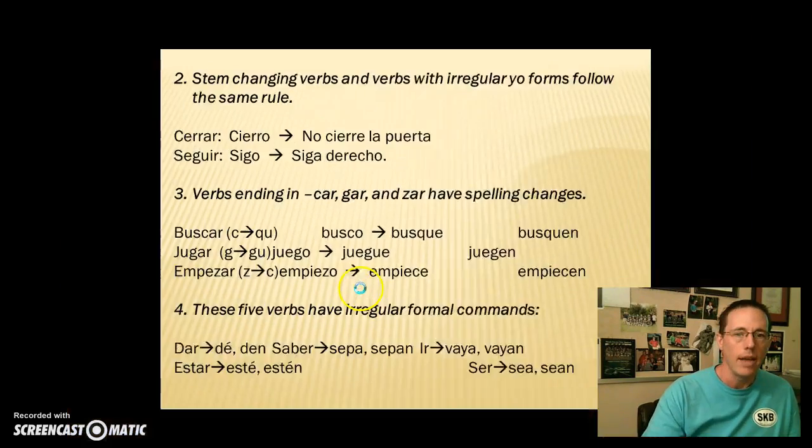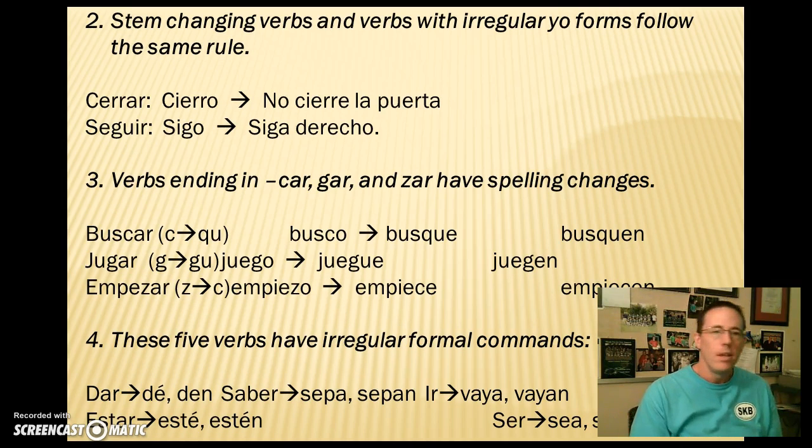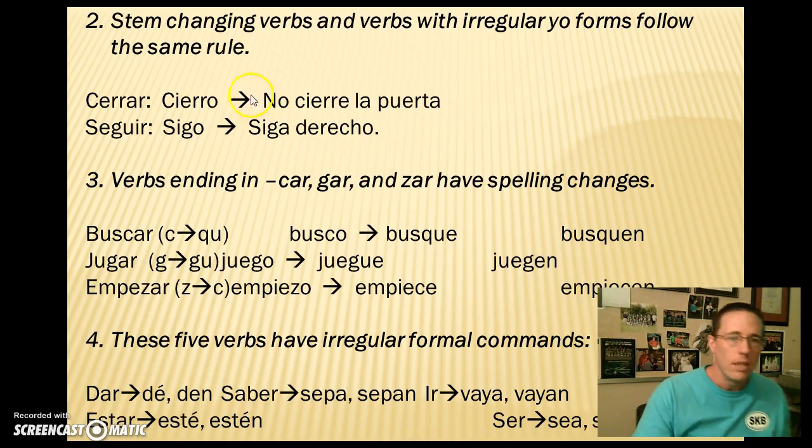Okay, next. Stem changing verbs and verbs with irregular yo forms follow the same rule. So for example, the verb cerrar, which is to close something. The yo form is cierro, it's an E to IE stem change. So it still follows the same pattern though, right? It's an AR verb, so it ends up being cierre. No cierre la puerta, don't close the door.